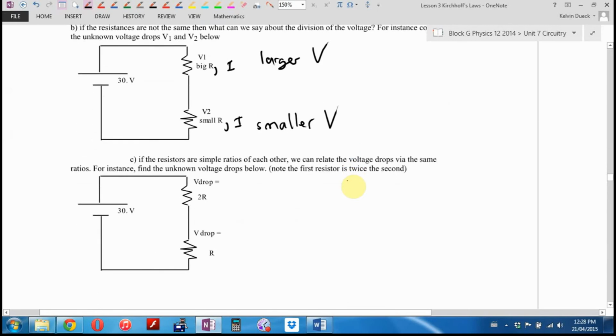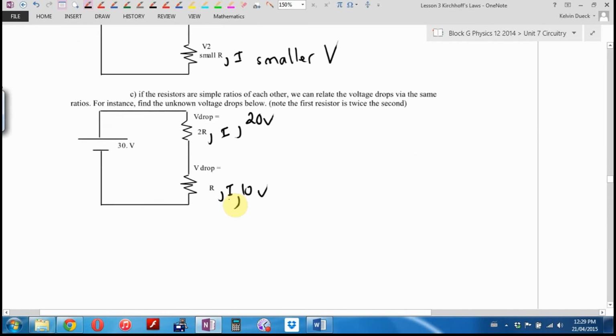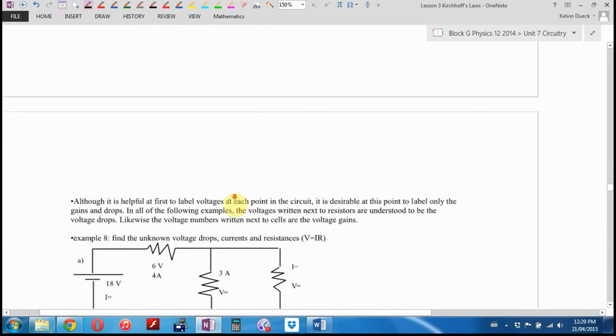In fact, you can use the ratio trick here as well. If I have a resistor of 2R and I have a resistor of R, they have the same current because there are no junctions on this hill. The top resistor is going to use twice as much voltage as the bottom resistor. If I have 30 volts, how can I divide that into a 2-to-1 ratio? 20 volts and 10 volts.